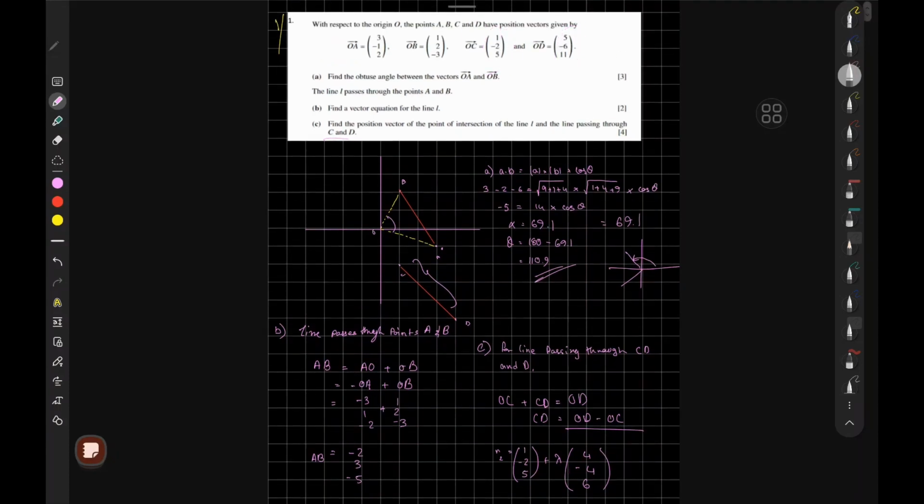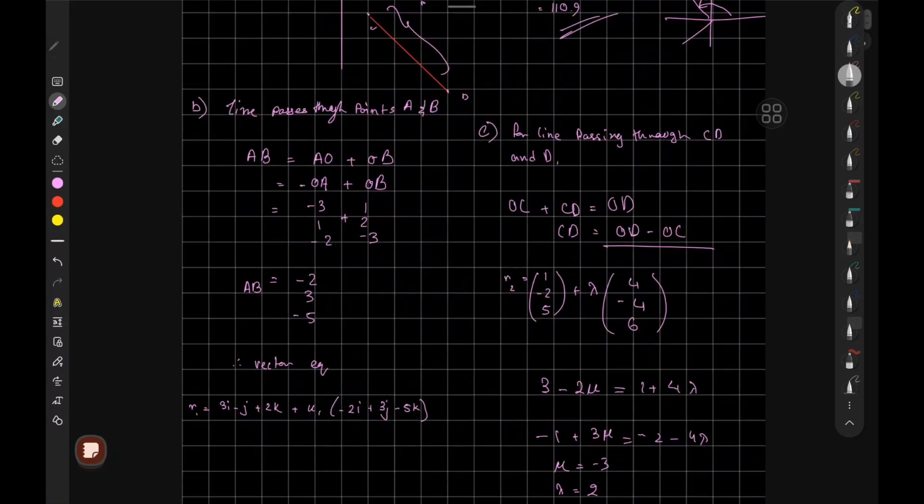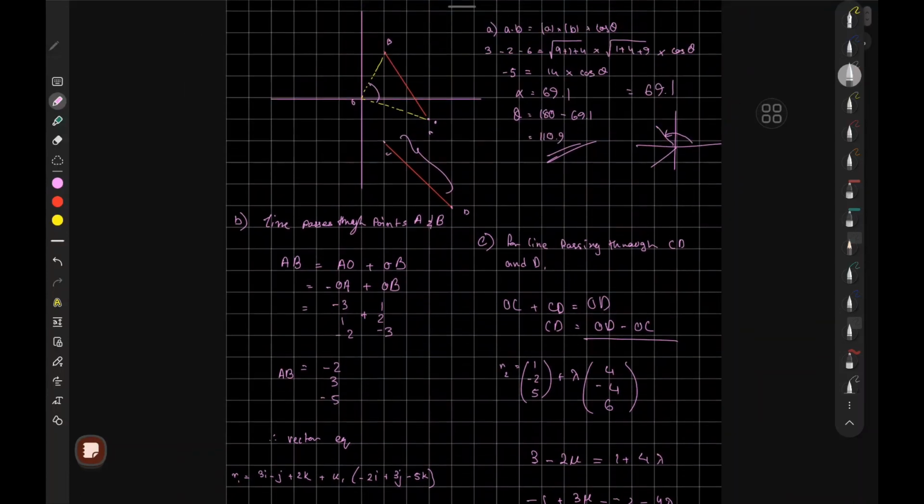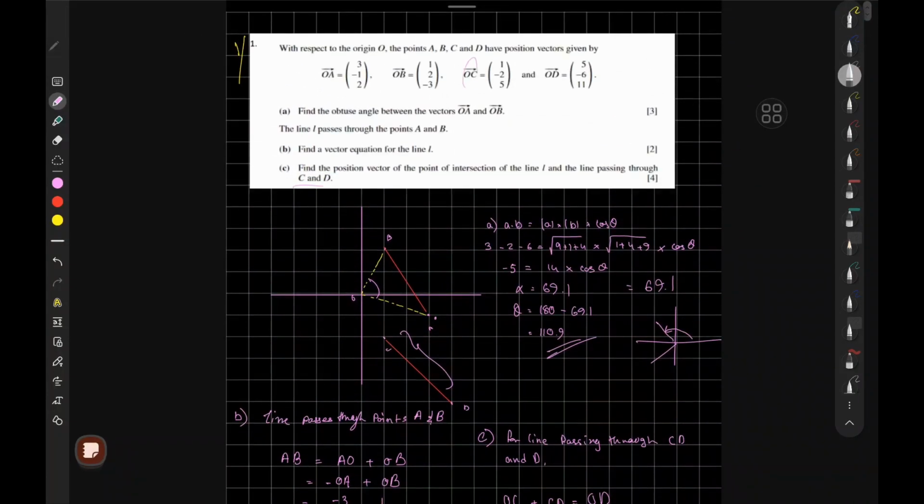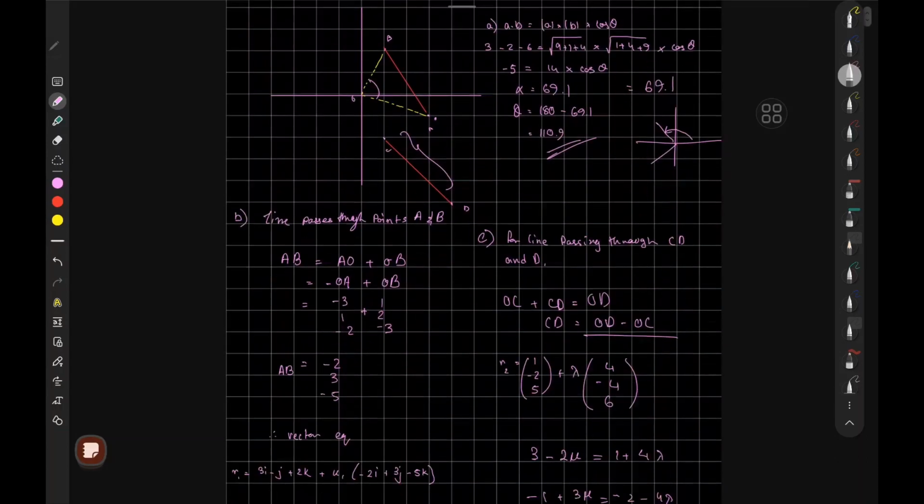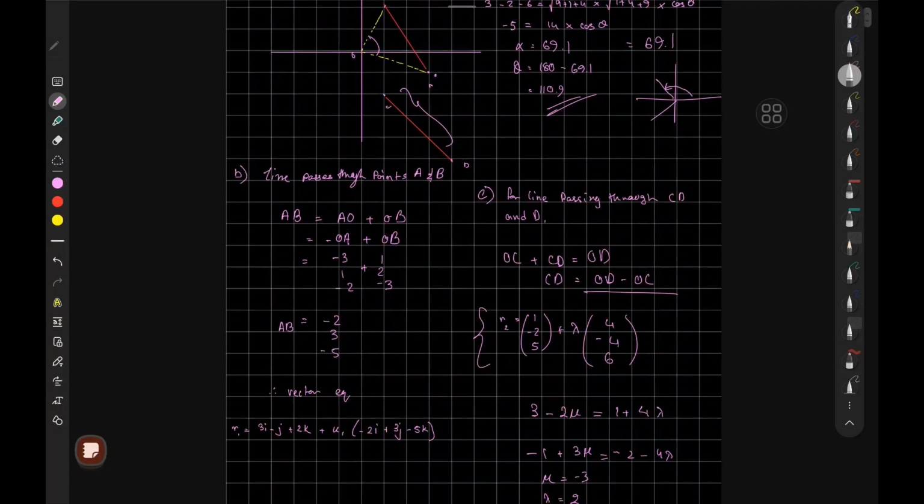So you can subtract them for yourself, and you're going to get OD 5 minus 1, minus 6 plus 2, and 11 minus 5. This is going to give you 4, minus 4 and 6. So this is again your direction, this is your magnitude, and this is your starting point. In this case, the starting point is C. So yeah, this is your vector equation.